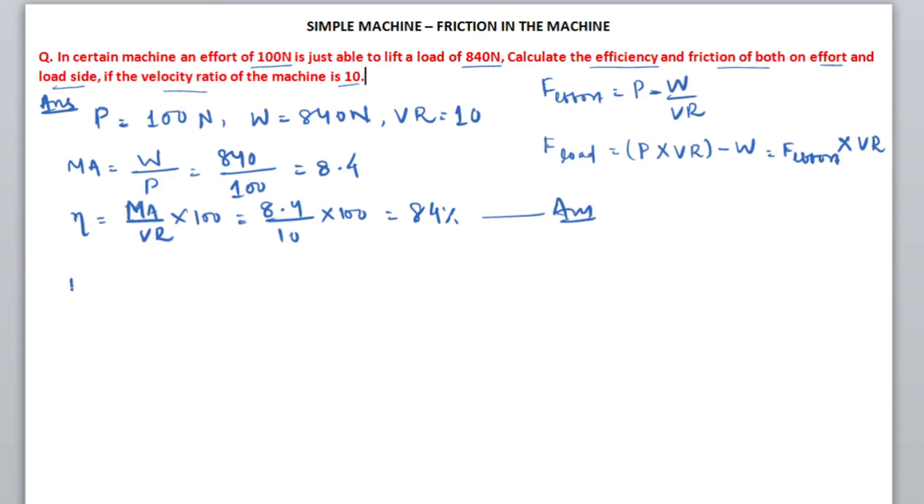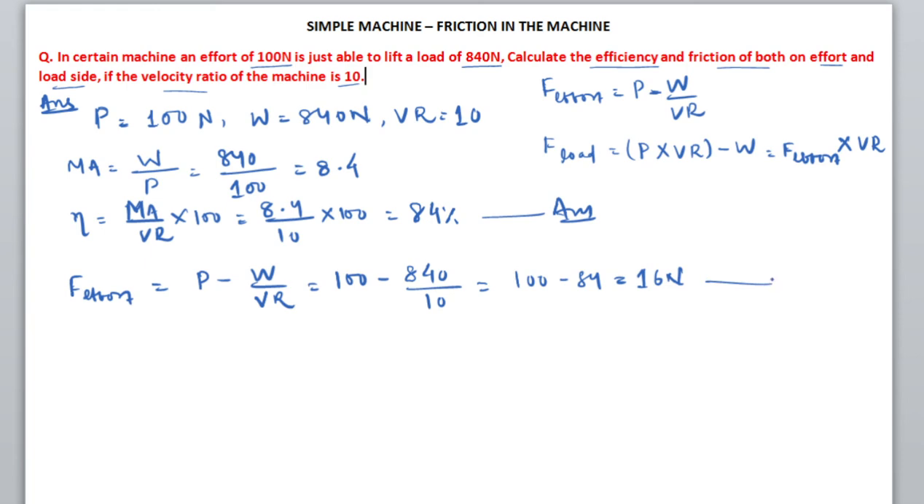So let us calculate on effort side. So the friction in terms of effort is equals to P minus W by VR. P is the effort, which is 100, minus W is the load lifted, which is 840, by velocity ratio is 10. So 100 minus 84 equals 16 Newton. So this is the friction in terms of effort, which is 16 Newton. This is the answer of one part.